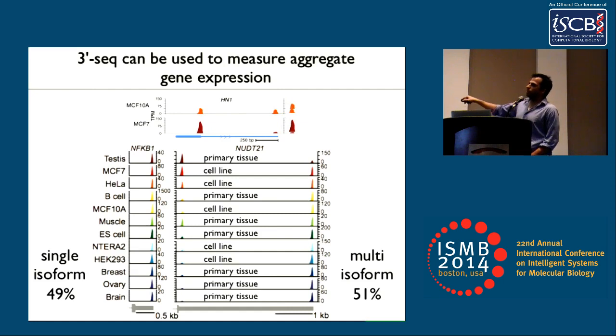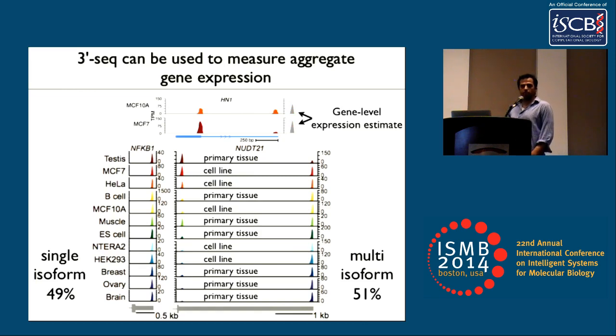Lastly, I just want to point out that we could use our 3'-seq as a proxy for gene expression. You could just add up the total counts in each of these peaks, and we can get an idea of the gene expression between these two samples. So we use both of these, gene expression and relative usage, to analyze APA in our lines, right?